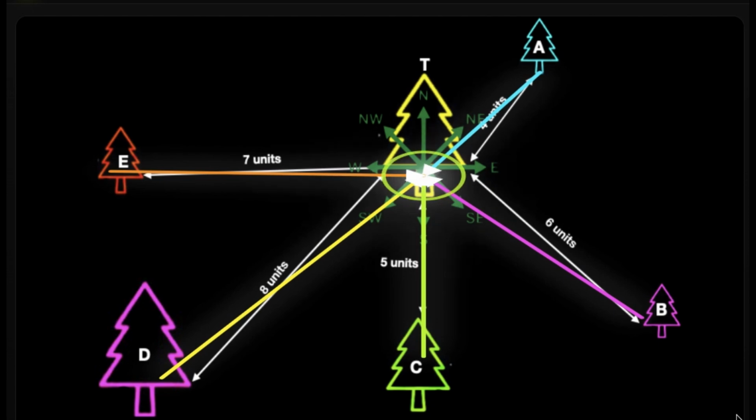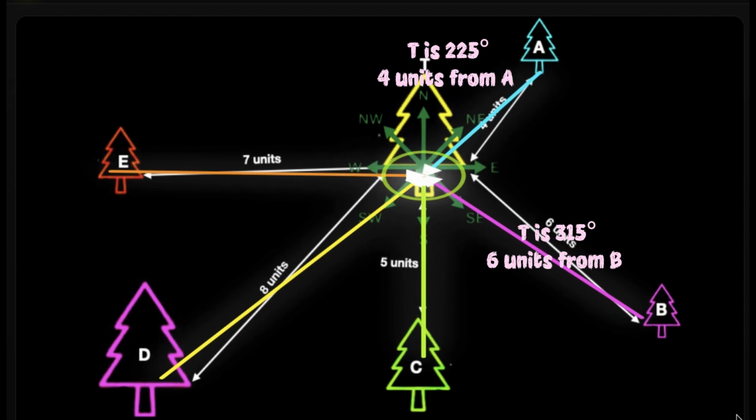Now, let us reverse the tree directions and state the position of tree T from each surrounding tree. Remember, when we reverse a direction, the distance stays the same, but the bearing changes by 180 degrees. From tree A, tree T is southwest, so the bearing is 225 degrees, at a distance of 4 units. From tree B, tree T is northwest, so the bearing is 315 degrees, at a distance of 6 units.